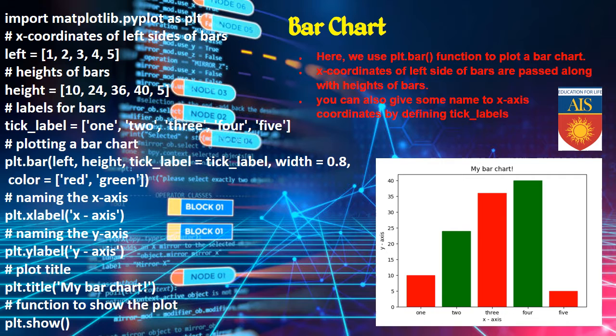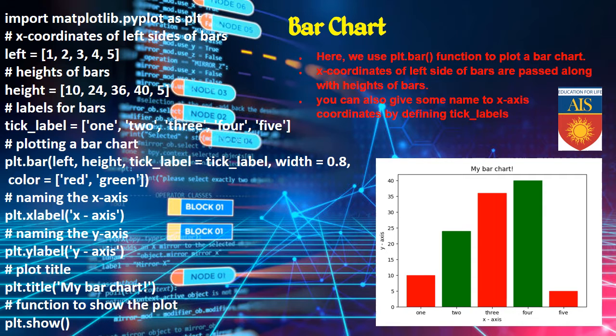Next, plotting the bar chart: plt.bar, left, height, tick_label equal to tick label, width 0.8, color assigned as red and green together. Naming the x-axis: plt.xlabel x-axis, then naming the y-axis: plt.ylabel y-axis, then the plot title: plt.title my bar chart, then the function to show the plot: plt.show. You can see the output on the right hand side of the computer screen. Red color and green color are assigned for two different types of values, so we can follow the result.